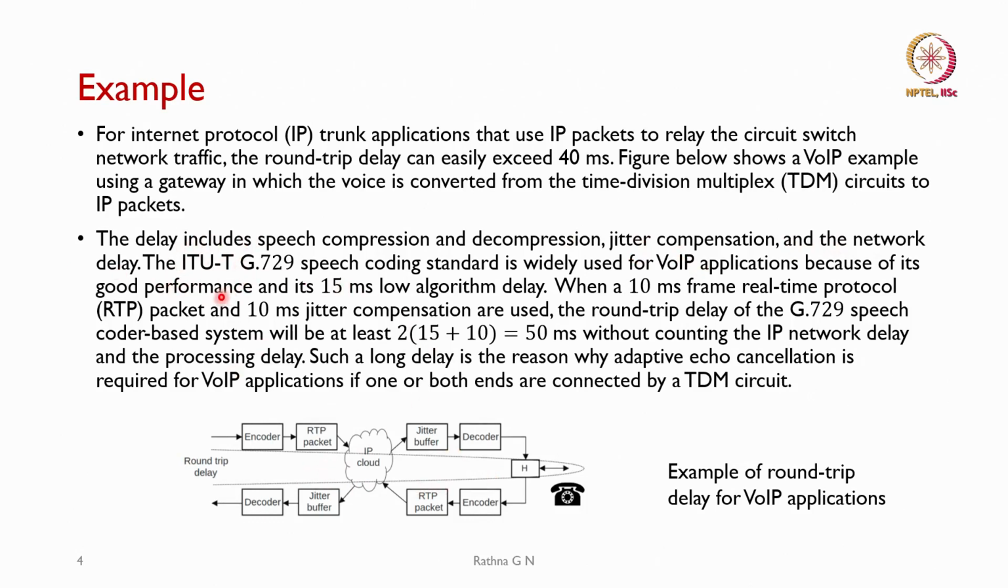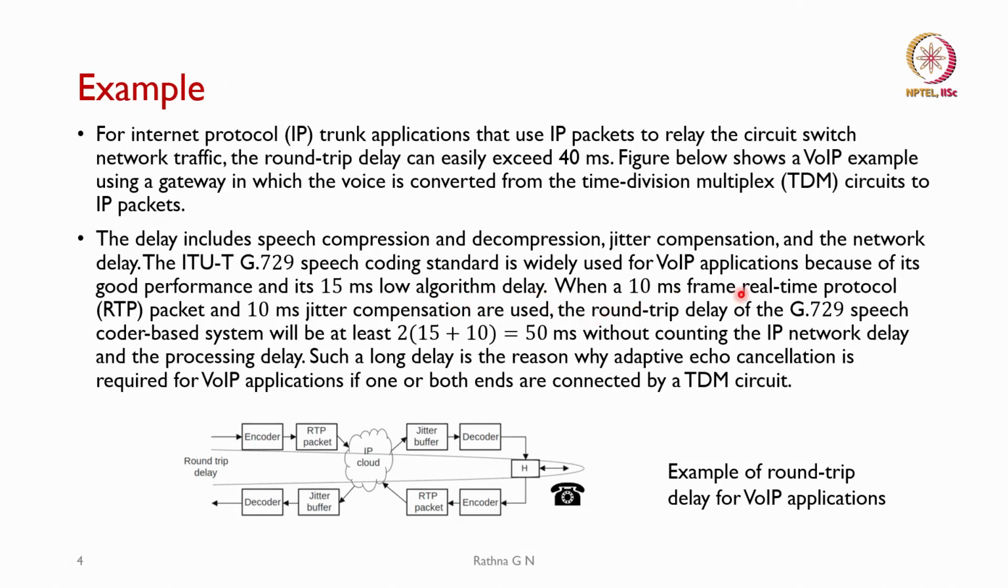So, the standard used for voice over IP is G.729, an ITU-T standard. It is a speech coding standard widely used for voice over IP applications. So, why is it being used? Because of its good performance and its low algorithm delay of 15 milliseconds, whereas the round trip delay, as we said, is 40 milliseconds. In G.729 it is a 10 millisecond algorithm delay that we have to compute.